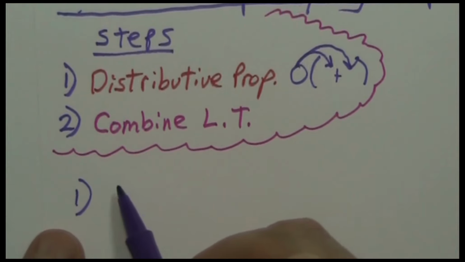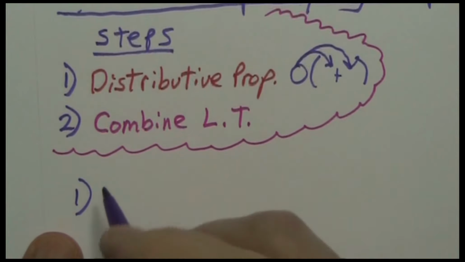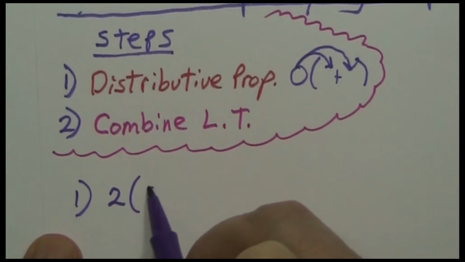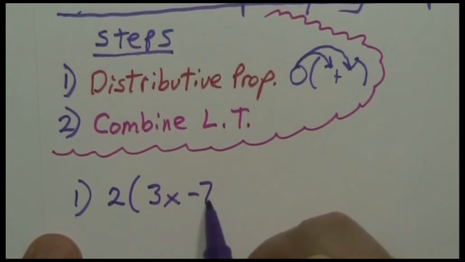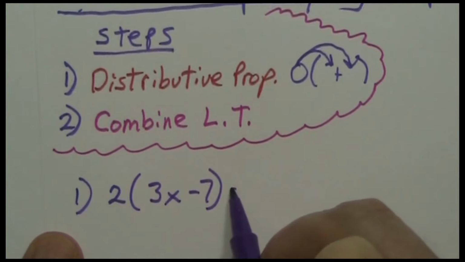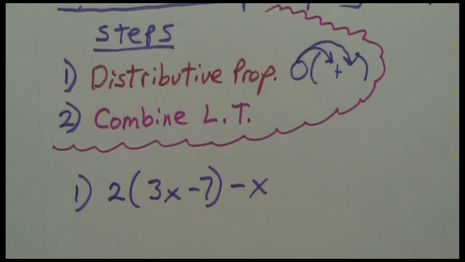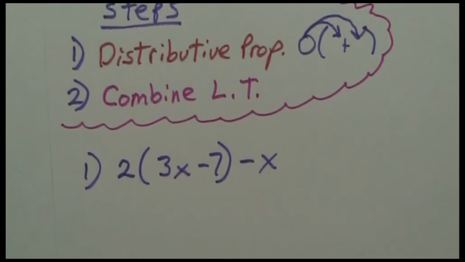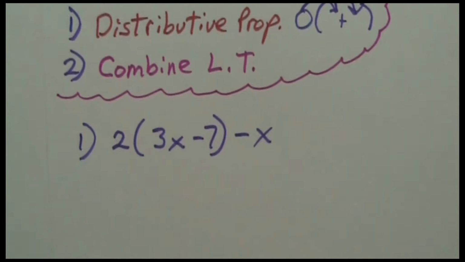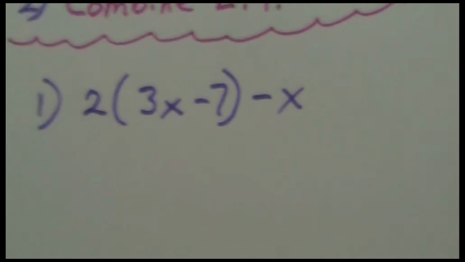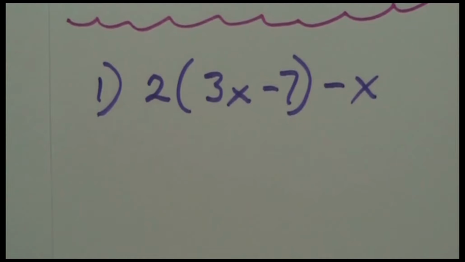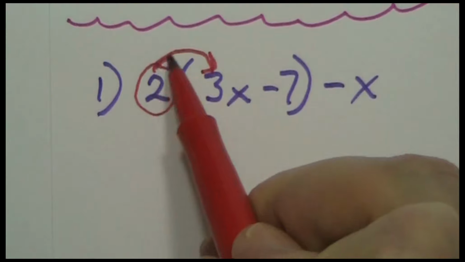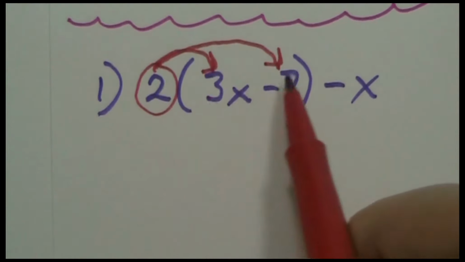Okay, so this is number 1 problem, not the first step, but number 1 problem. I should have done something differently there. But it's 2 times 3x minus 7 minus x. And remember, our first step is to do distributive property, if there is any. That's what we would do first. All right, so take the outside times the inside. Take this times 3 and times negative 7.